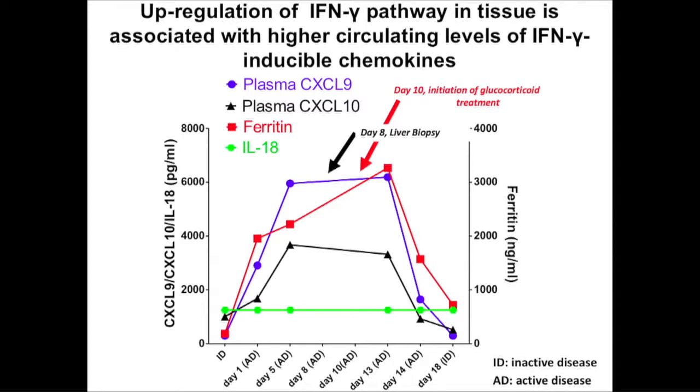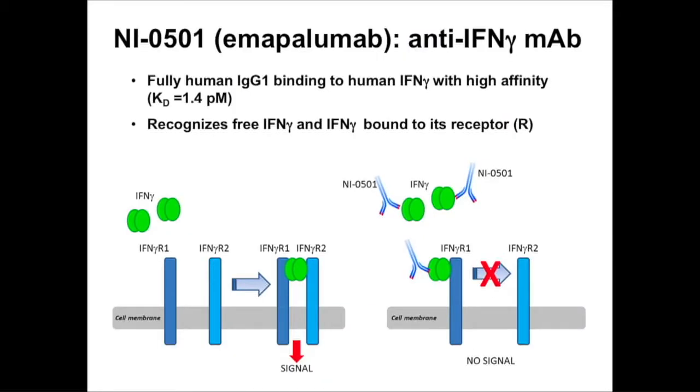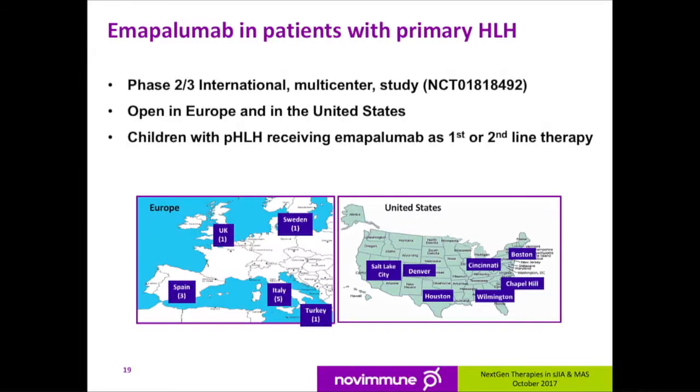And you can see that really plasma levels of CXCL9 reflected the event in the liver in the absence of any other sign of systemic inflammation or systemic involvement in this patient, suggesting that these biomarkers do reflect what happens in target tissue. Now, to Emapalumab, as quickly as I can. Emapalumab is a new name of NI-0501, which is a fully human IgG1 binding interferon gamma, neutralizing interferon gamma.